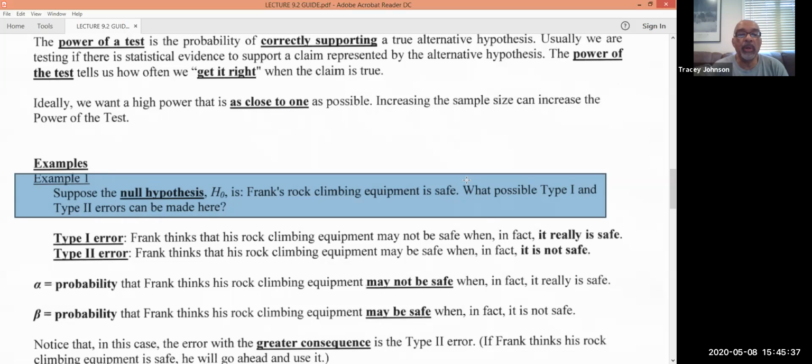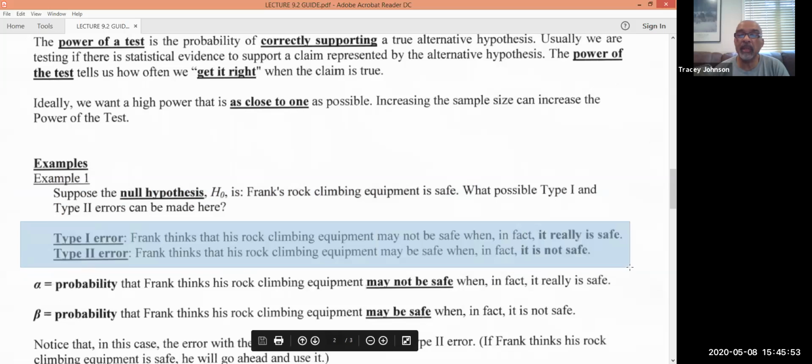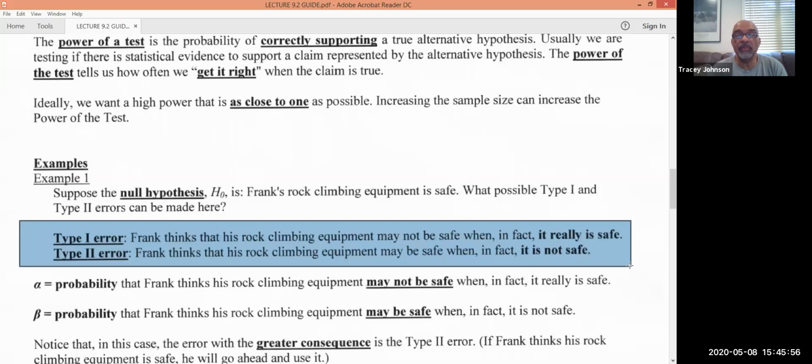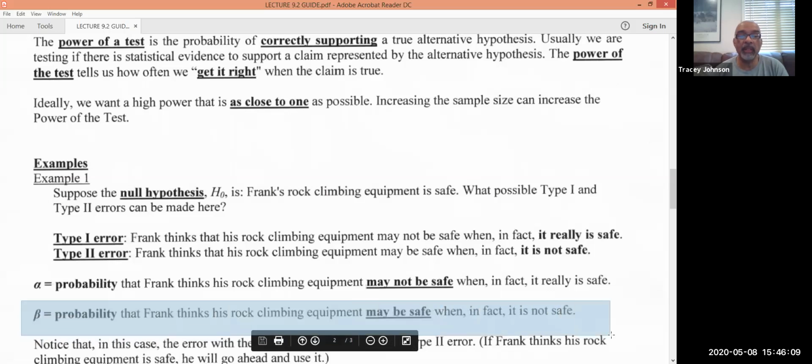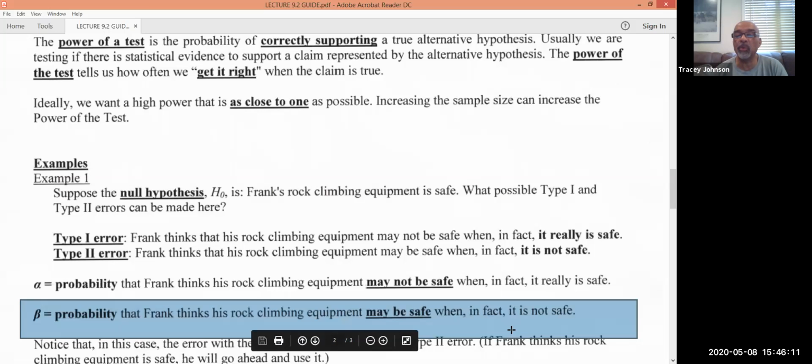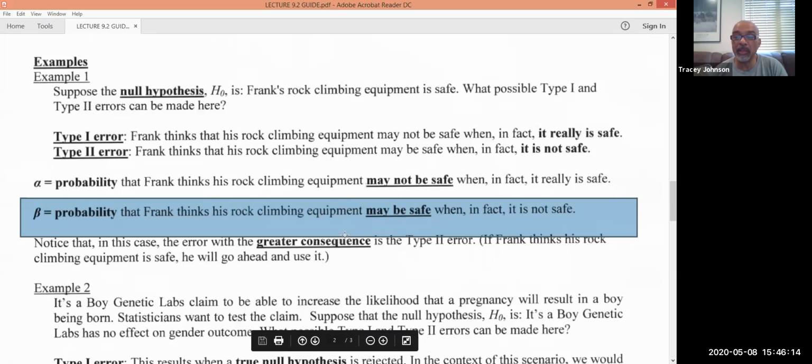Type 1 error: Frank thinks that his rock climbing equipment may not be safe, when in fact it really is safe. Or a type 2 error: Frank thinks that his rock climbing equipment may be safe when in fact it is not safe. So alpha is the probability that Frank thinks his rock climbing equipment may not be safe when in fact it really is safe. And beta is the probability that Frank thinks his rock climbing equipment may be safe when it is not safe.